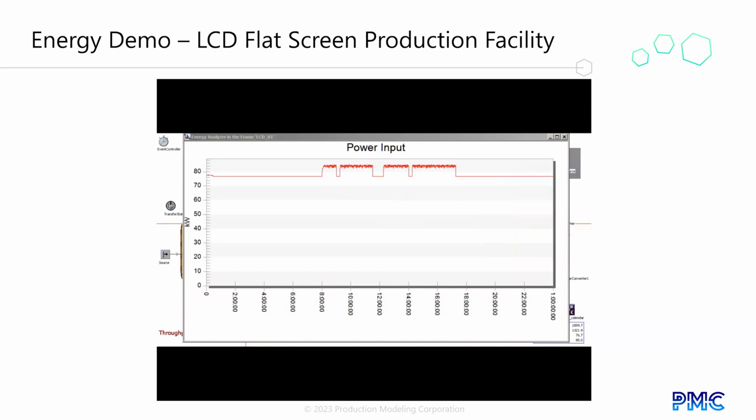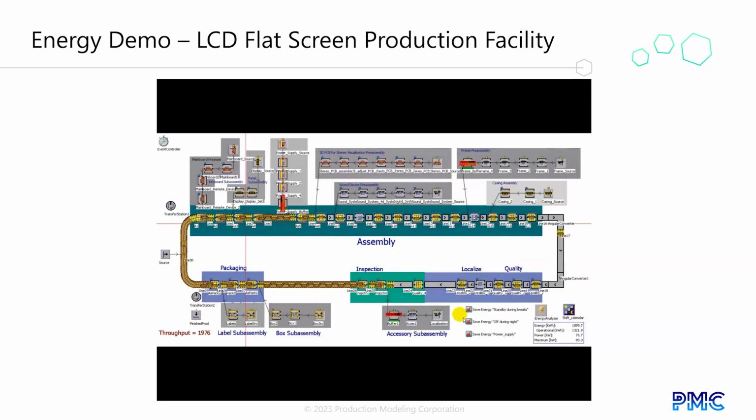After looking at this chart, you may have guessed that we could save energy by switching to standby during breaks instead of leaving everything in the operational state. To do that in our model, all you have to do is check the on-screen Save Energy Standby During Breaks checkbox.